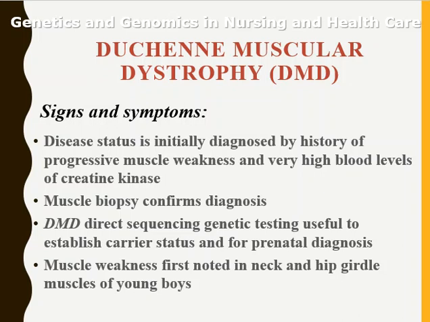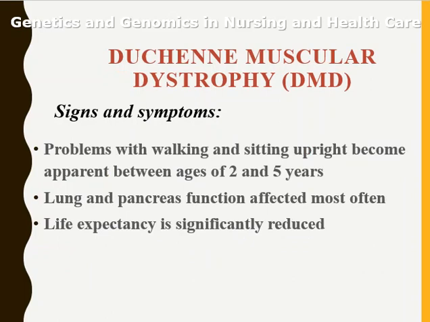The muscle weakness is first noted in the neck and hip girdle muscles of young boys because males are mostly affected, but generally around age 2 to 5 you'll start seeing signs, like some developmental delay in the walking and such. Problems with walking and sitting upright become apparent between the ages of 2 and 5 years. The lung and pancreas function is affected most often, and life expectancy is significantly reduced, typically in late adolescence, early adulthood.